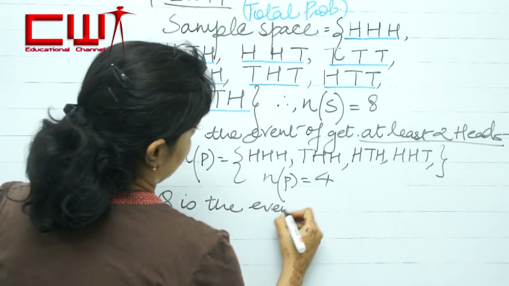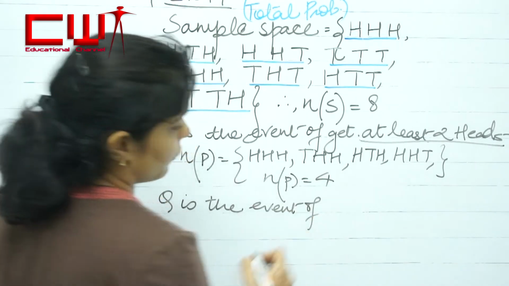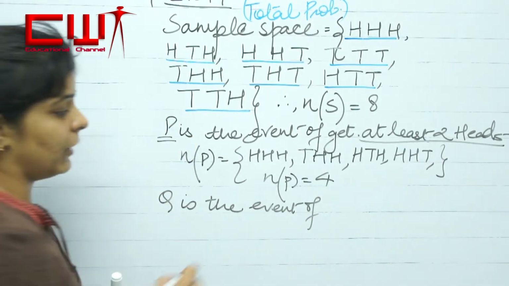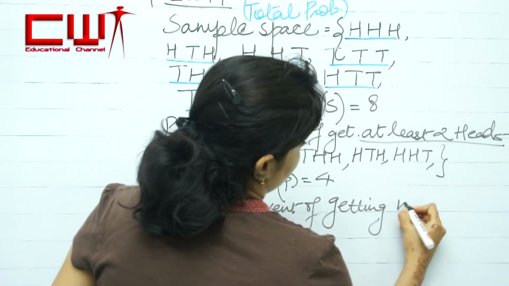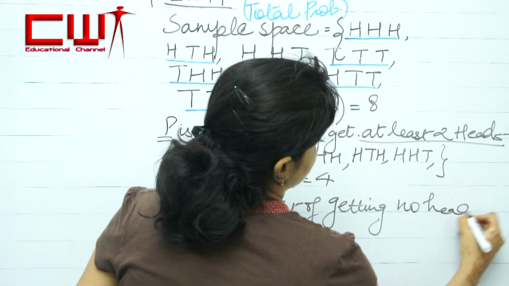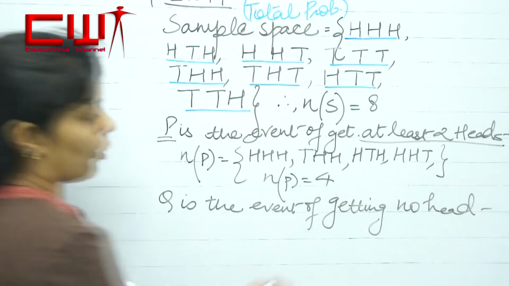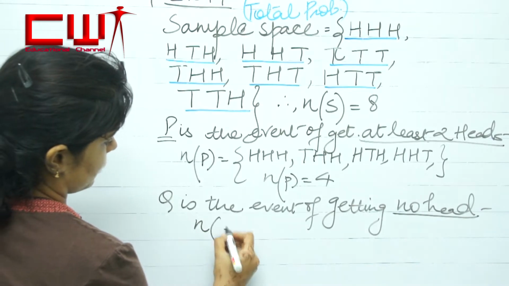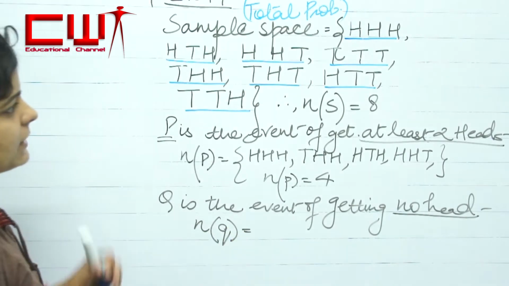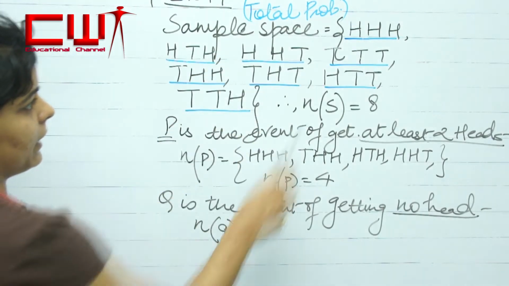Q is the event of getting no head. So N, you will write Q, no head. See the situation where you have no head.